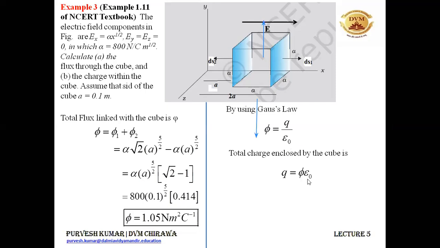And you know the value of epsilon naught. It is 8.85 into 10 to the power minus 12. Multiply it with the flux linked with the cube, which we calculated in our previous part, that is equal to 1.05. So when you multiply epsilon naught, 8.85 into 10 to the power minus 12, with this phi that we have just calculated, 1.05, you will get the total charge enclosed by the cube, and it comes out to be 9.27 multiplied by 10 to the power minus 12 coulomb.